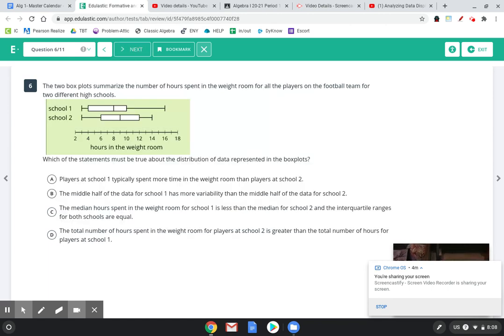Here we have question 6. The 2 box plots summarize the number of hours spent in the weight room for all players on a football team at 2 different schools. School 1 here, school 2 here. It says, which of the statements must be true about the distribution of spread represented in the box plots?